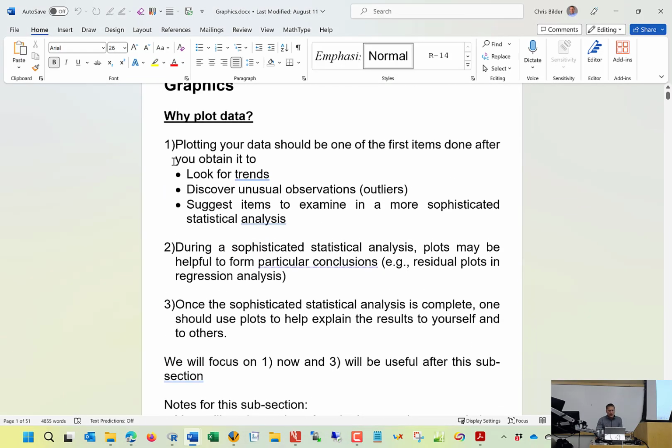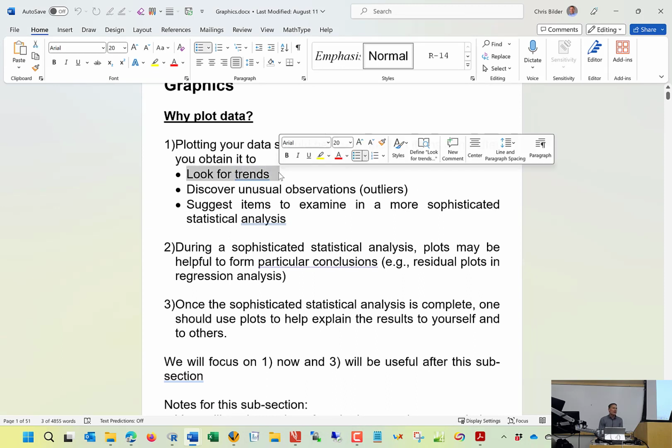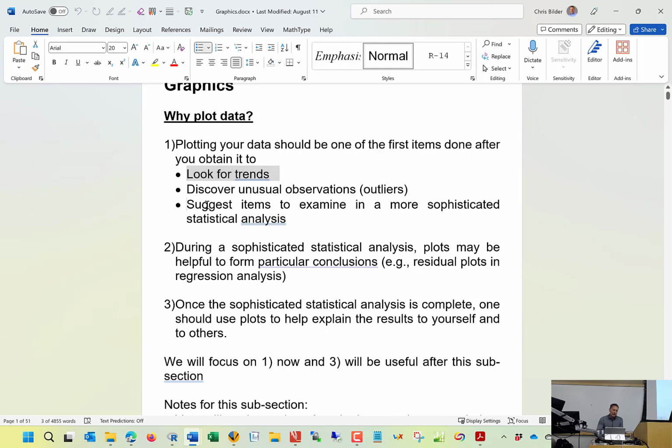Okay, and why do we do this? Well, we want to look for trends in the data. We want to look at whether there are any unusual observations or observed values for experimental units out there, and also suggest items to examine in a more sophisticated statistical analysis. Suppose you are going to do some kind of sophisticated statistical model. You might get ideas of particular models to look at, given an initial look at your data.